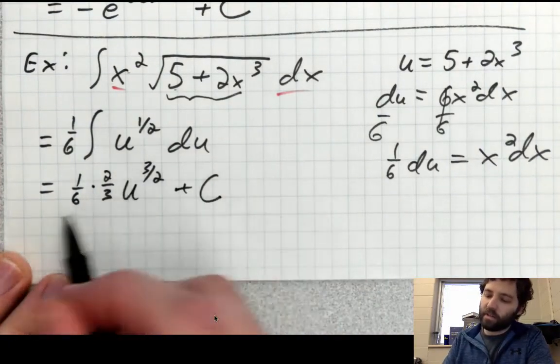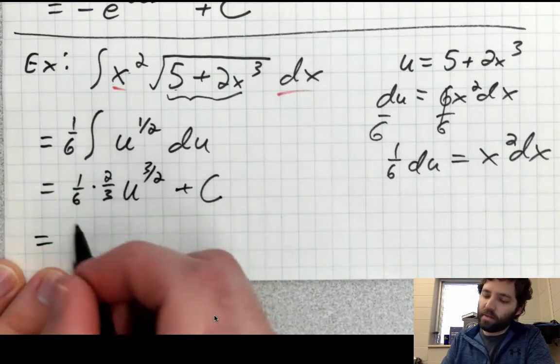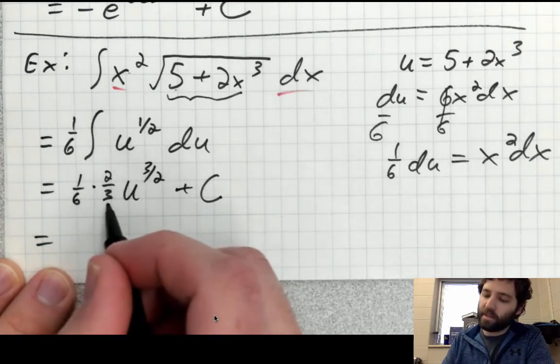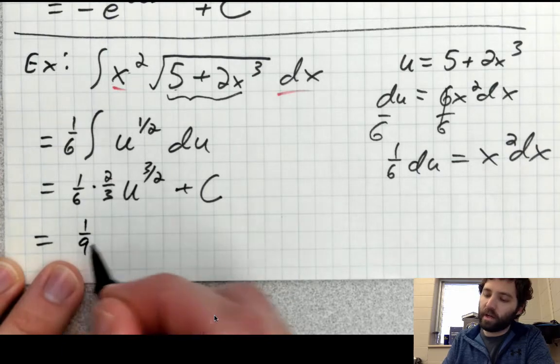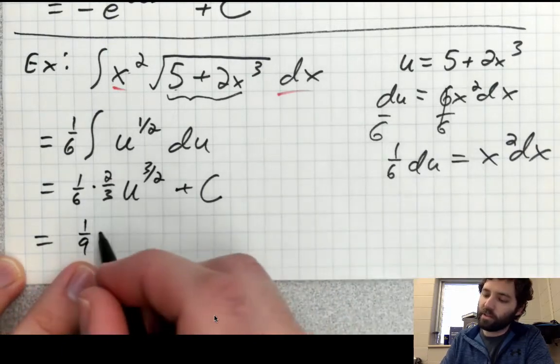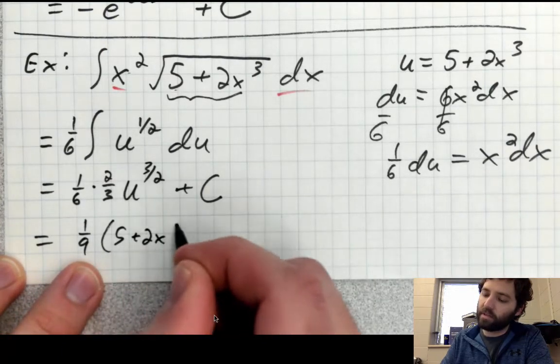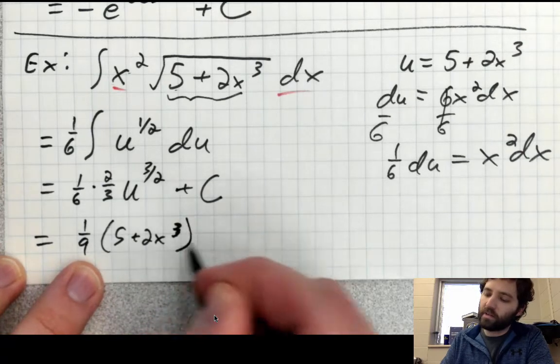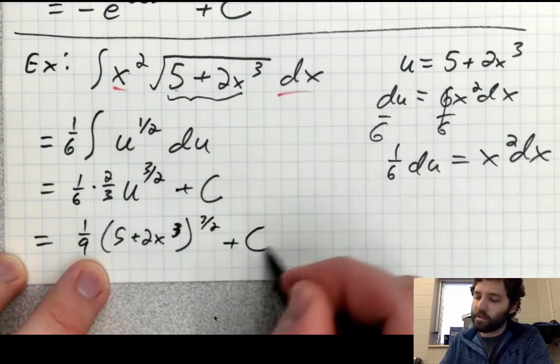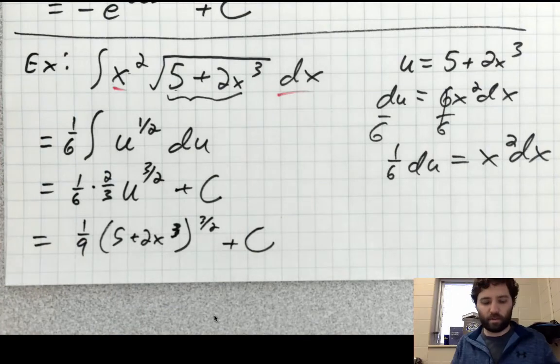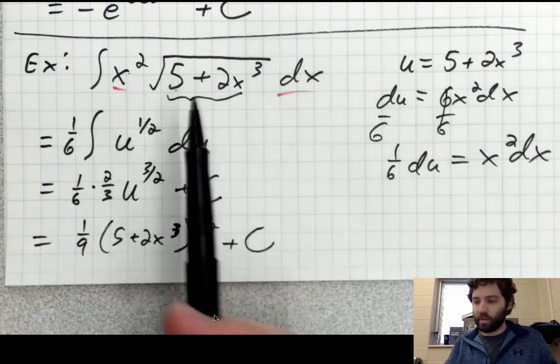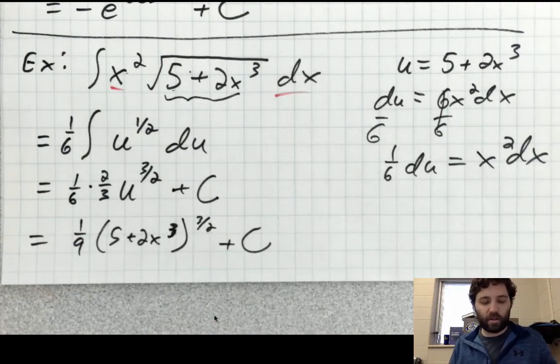And then we can just finish this out. So this will be 2 over 18, so 1/9. So 1/9, and then u was actually 5 plus 2x cubed, so 5 plus 2x cubed raised to the 3/2 plus c. And there you go. That's the original function, the function whose derivative is that mess right there. Last one.